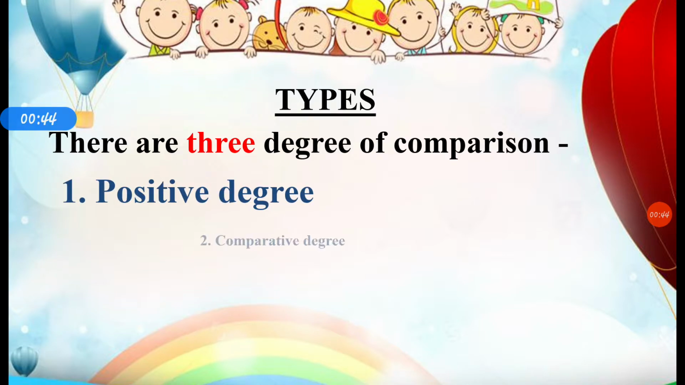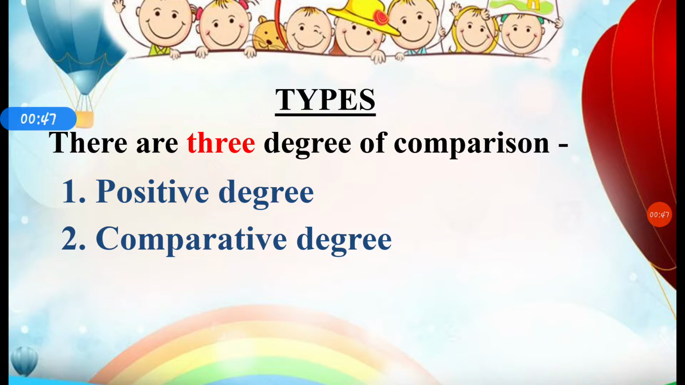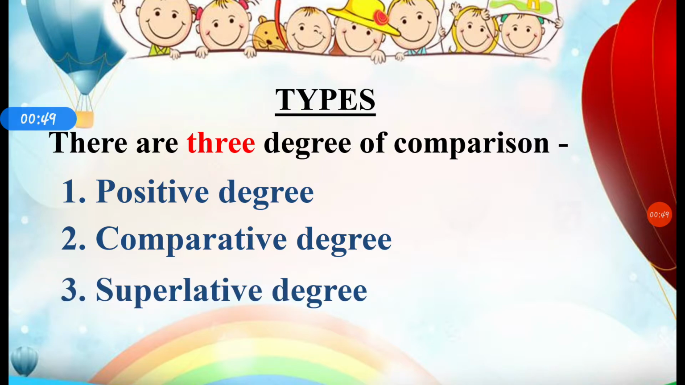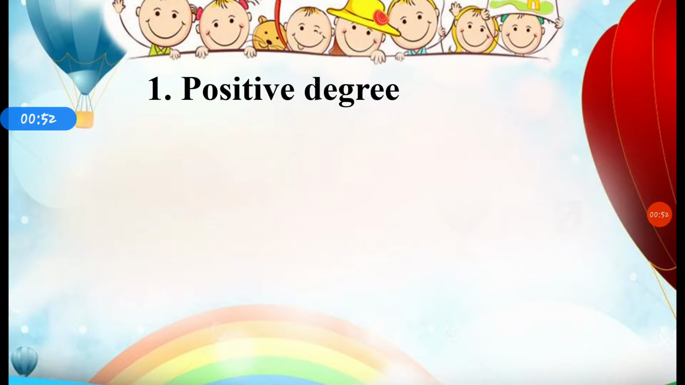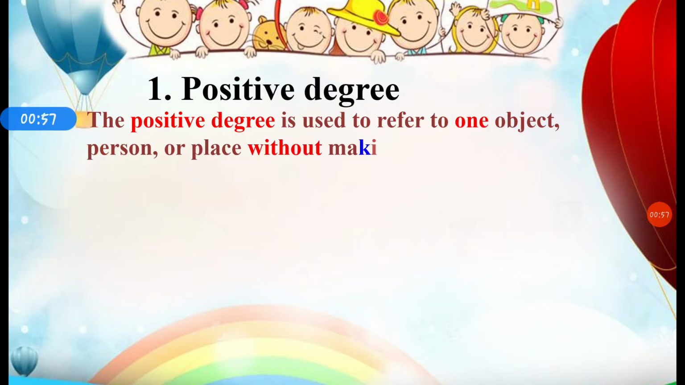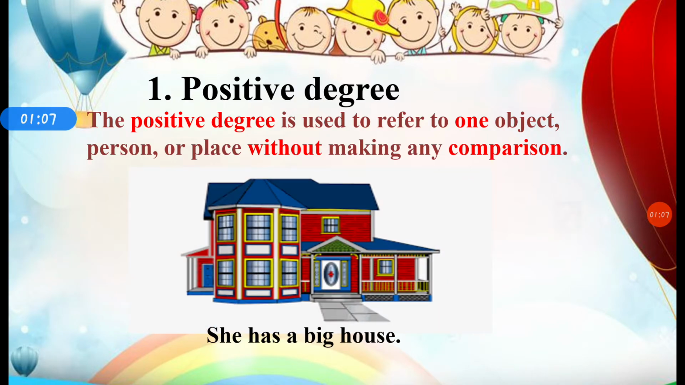First, positive degree, comparative degree, and the last is superlative degree. What is positive degree? The positive degree is used to refer to one object, one person, or one place without making any comparison. For example, she has a big house. Here we have not compared this house with any other house. So, here this is the positive degree.